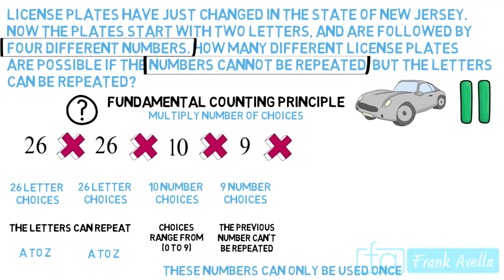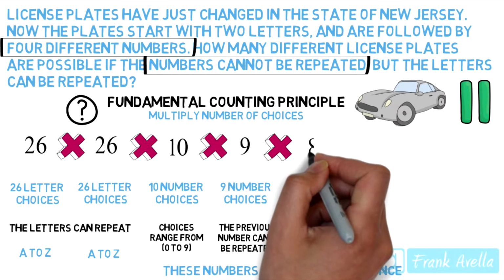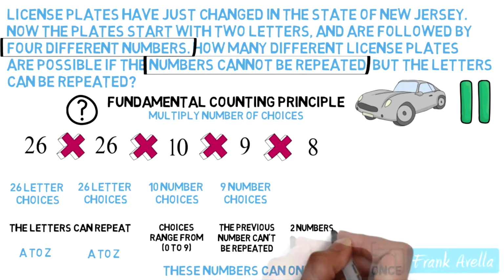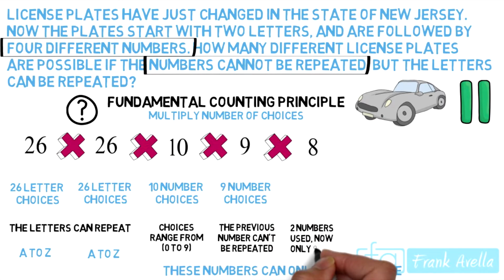And we're going to multiply our 9 by the number 8, because now 2 numbers have been used. So if I used 7 and then 6, I can't use either of those numbers. And I'm left with 8 number choices.